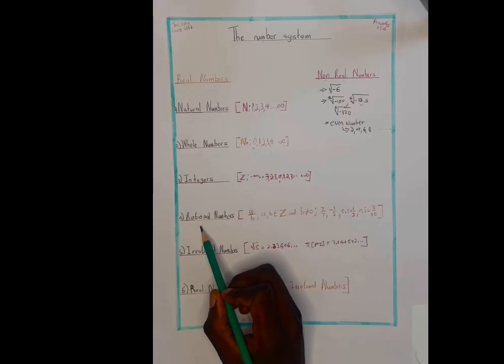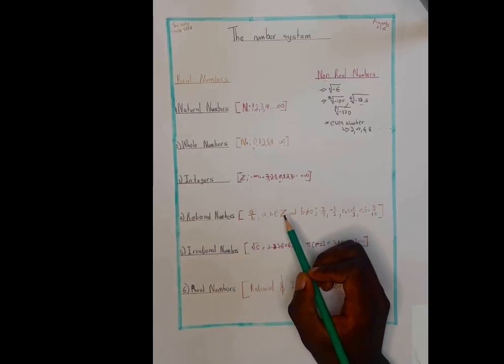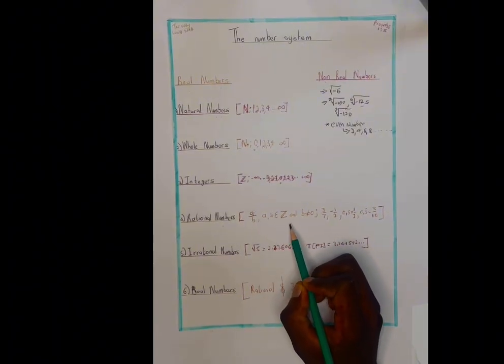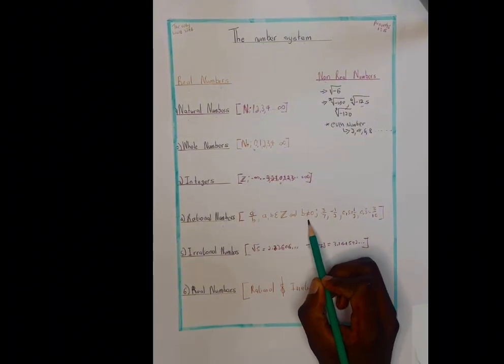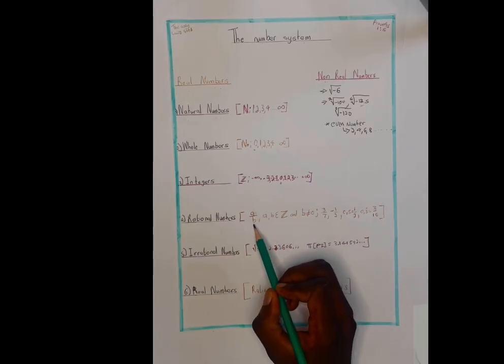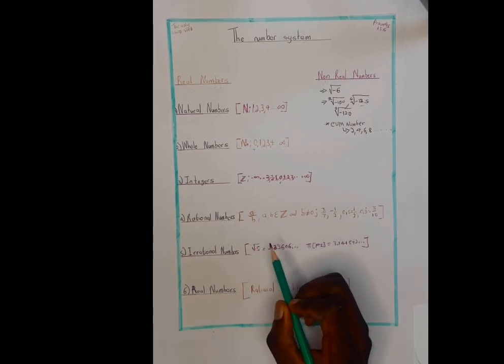Then we have rational numbers. So rational numbers are numbers that can be expressed as a fraction. So we can have a over b, where a and b are elements of integers, given that b cannot be 0. So we can have any integer on a, and any number on b, but b cannot be 0. So we're not expecting any number divided by 0.